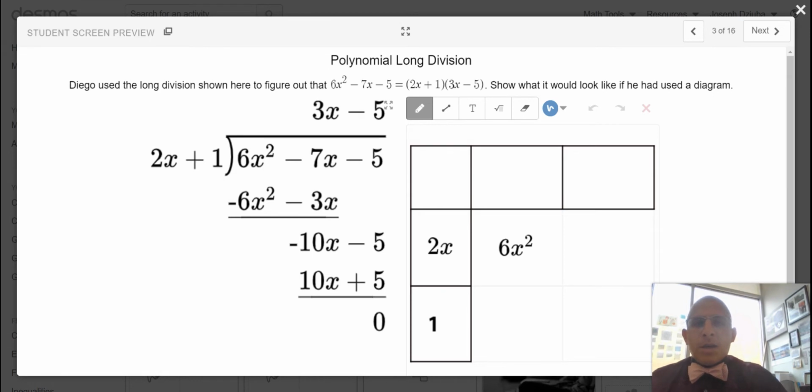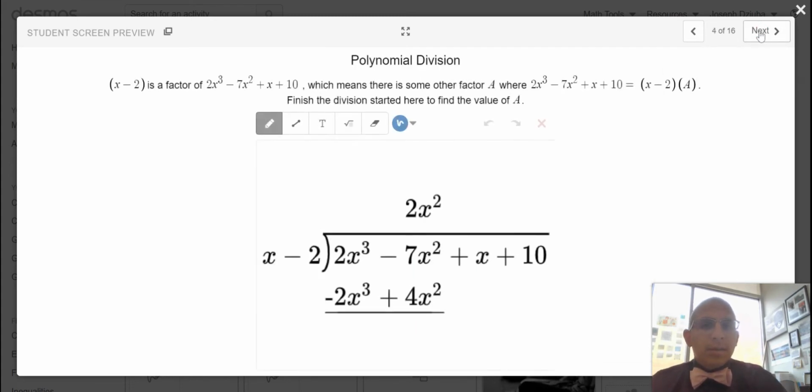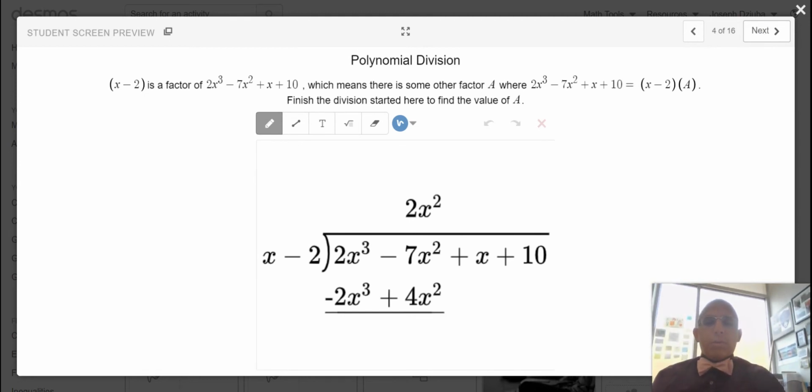So in this scenario here, Diego used long division to figure out that the polynomial 6x squared minus 7x minus 5 can be rewritten in this manner: 2x plus 1 times 3x minus 5. Show what it would look like if he had used a diagram. So trying to create this bridge between these two ideas of the reverse area model and long division. Now here we are going to complete the long division ourselves.